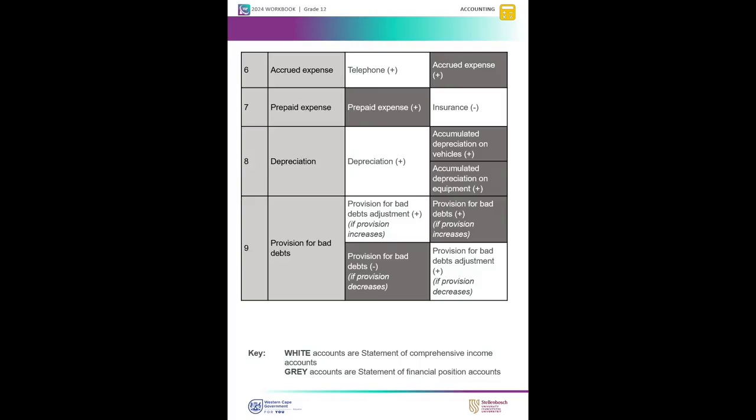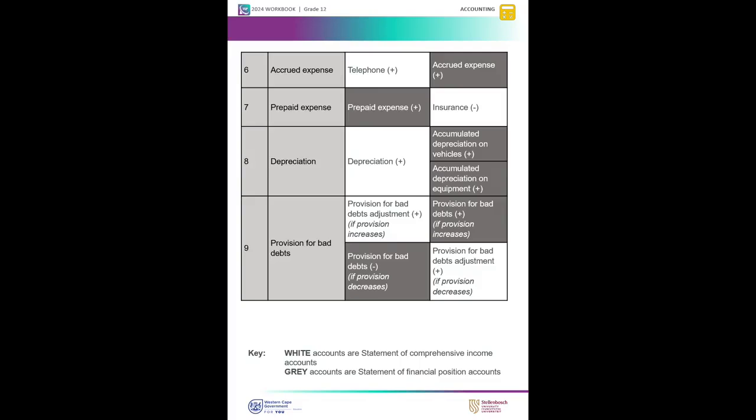And then the very last adjustment is provision for bad debts. And the contra account to provision for bad debts is provision for bad debts adjustment. So that adjustment account will be your income account. Your provision for bad debts account is your balance sheet account, and that account will be what we classify as a negative asset.